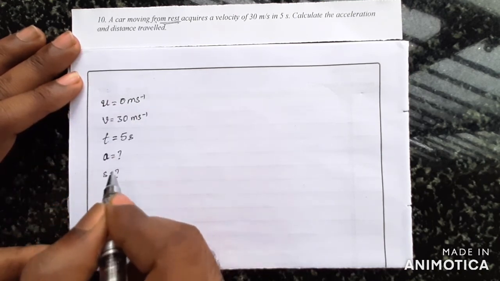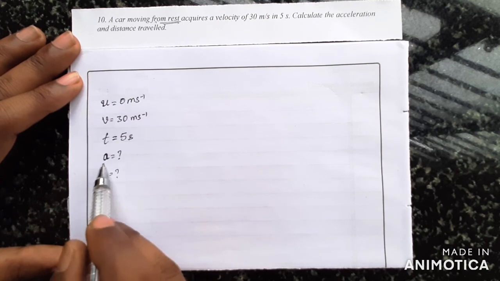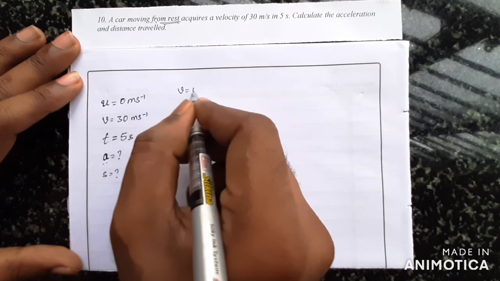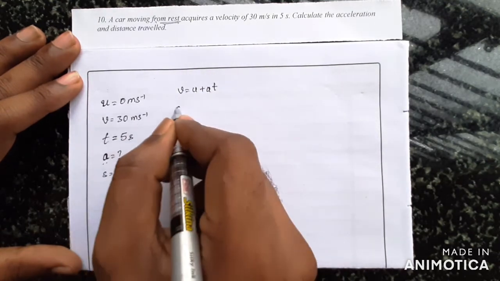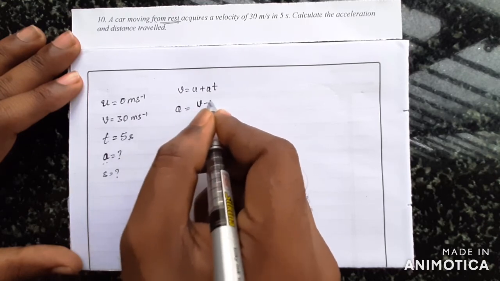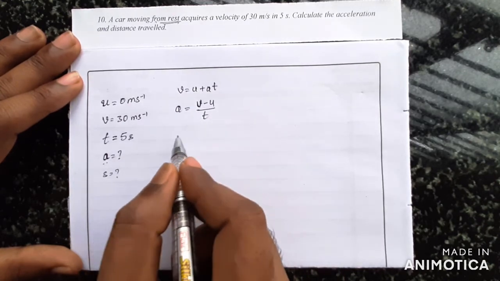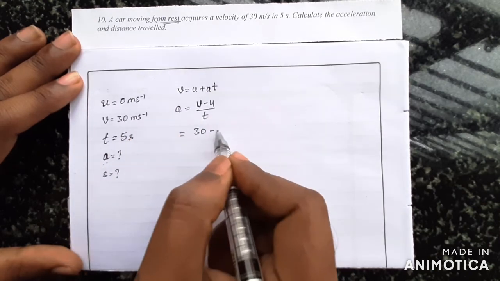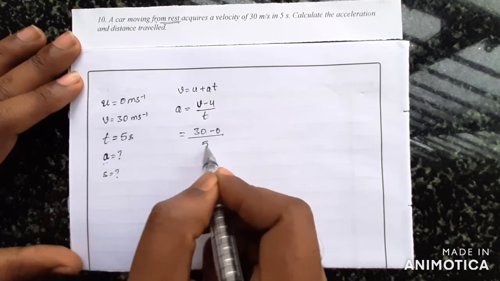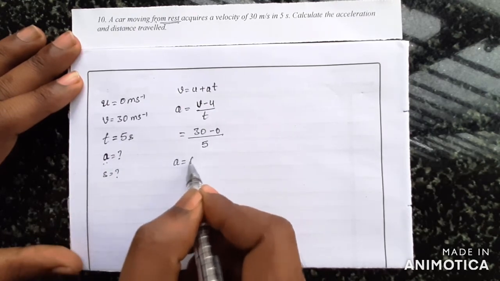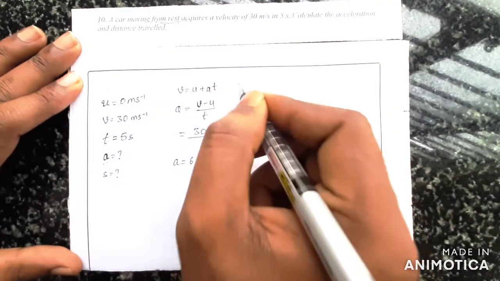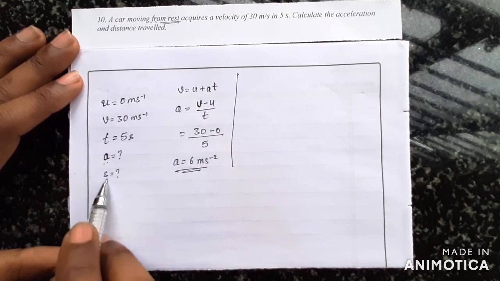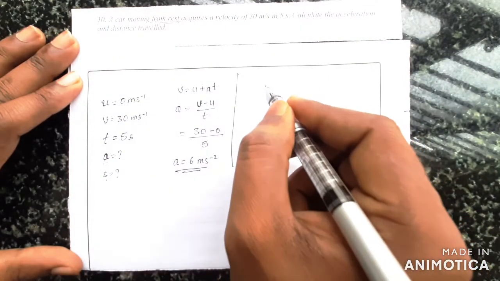And now let us go for acceleration first. We have the formula v is equal to u plus at, upon rearranging which we get a is equal to v minus u by t. We can directly take this formula, that is fine. What is v? Final velocity 30, u is 0, by time 5 seconds. So 30 by 5 is 6 meter per second squared. This is acceleration. Now displacement shall be found.